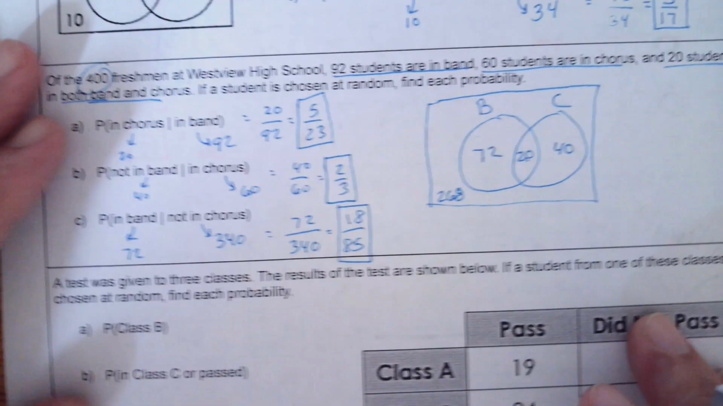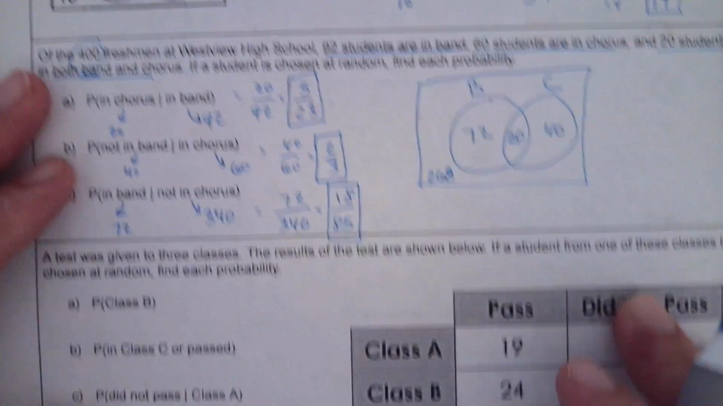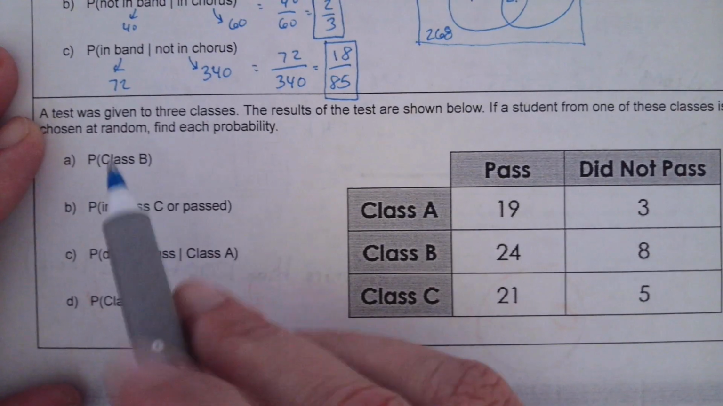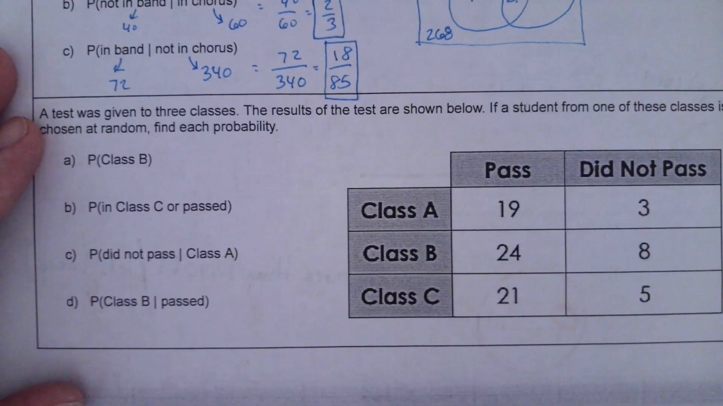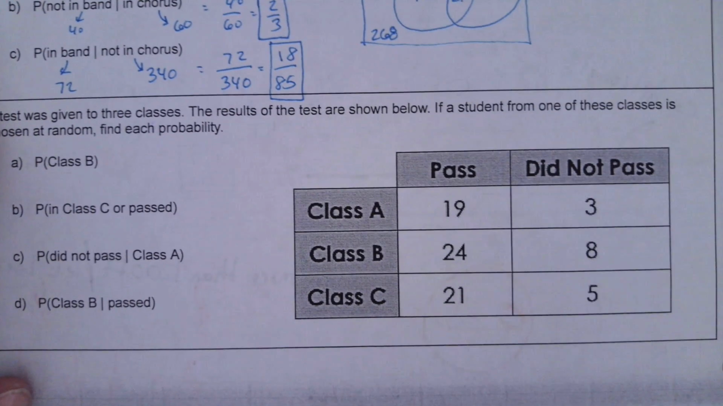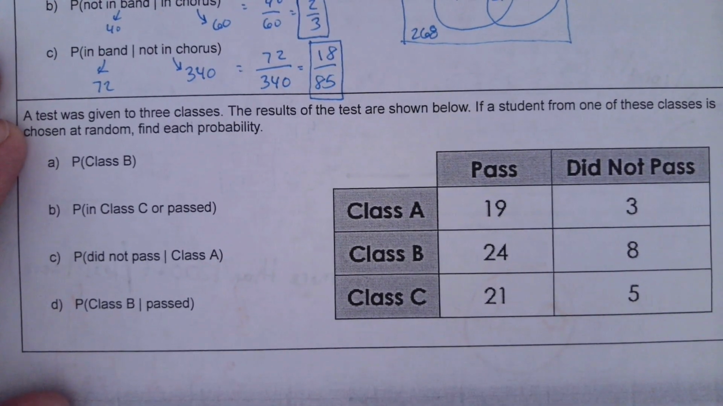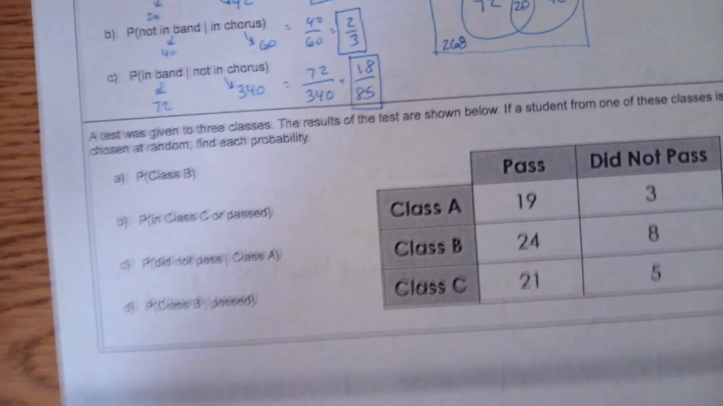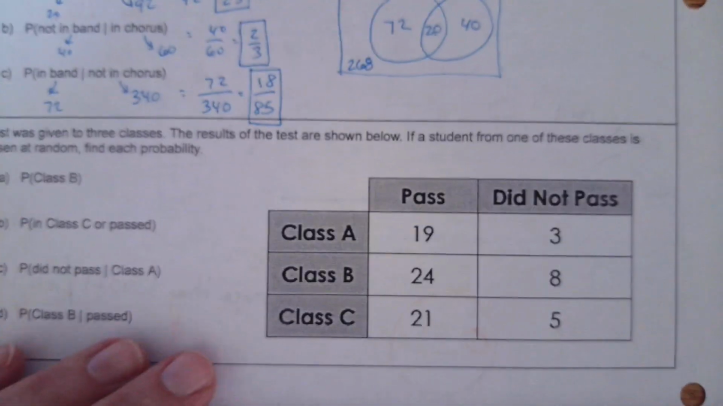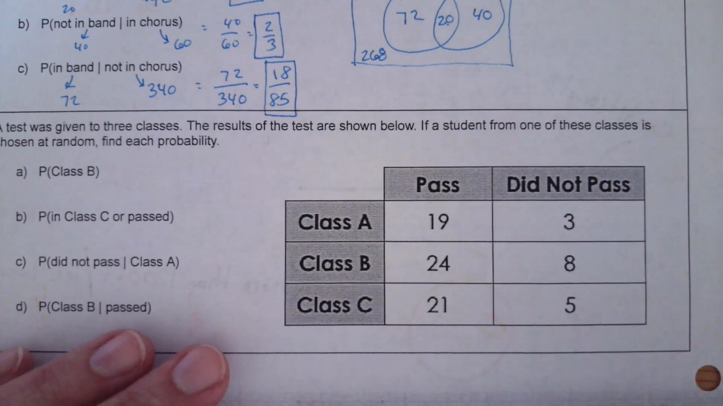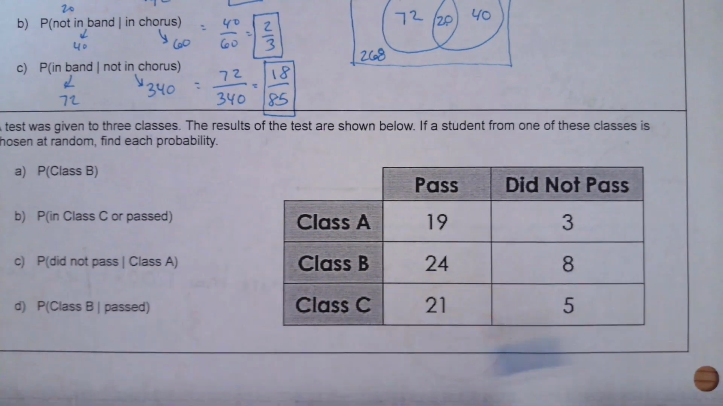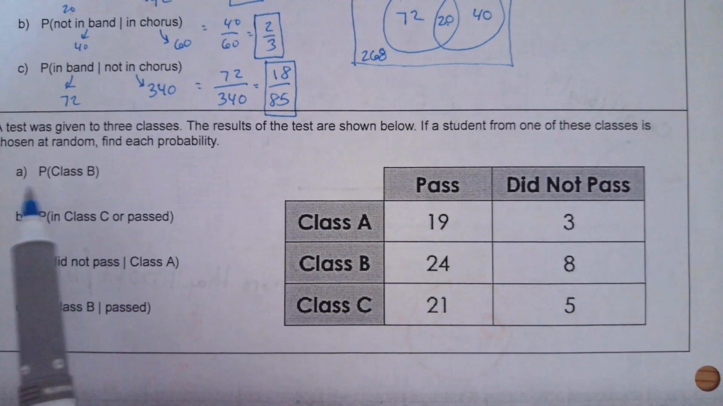All right, we've got 1 question left. A test was given to 3 classes. The results of the test are shown below. If a student from one of these classes is chosen at random, find each probability. So, zoom out for just a second. I notice there are no totals, so I'm probably going to need some totals in a second, but let's look at the first one.